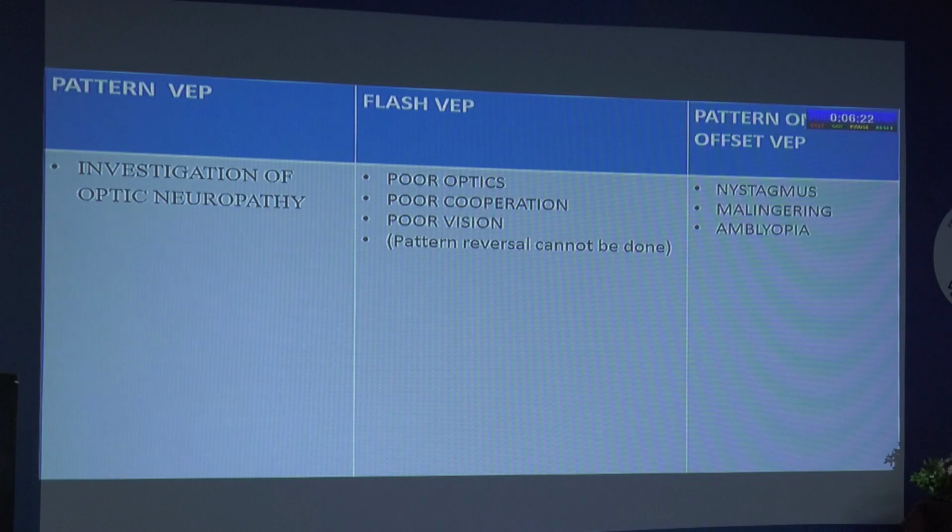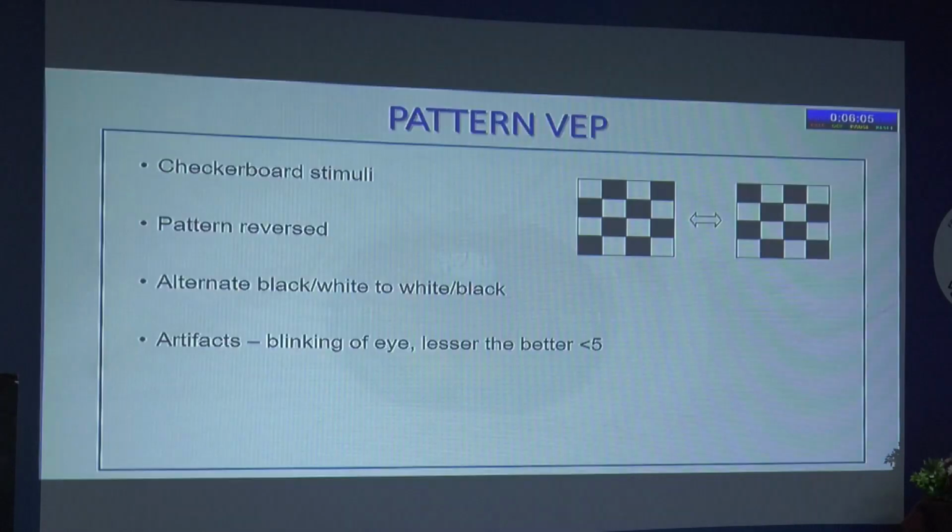So pattern VEP will be done for investigation of optic neuropathies. Flash VEP is to be done for patients having poorer optics, poor cooperation, poor vision, and where pattern reversal cannot be done. Onset and offset VEP will be done in cases of nystagmus, malingering, and amblyopia.